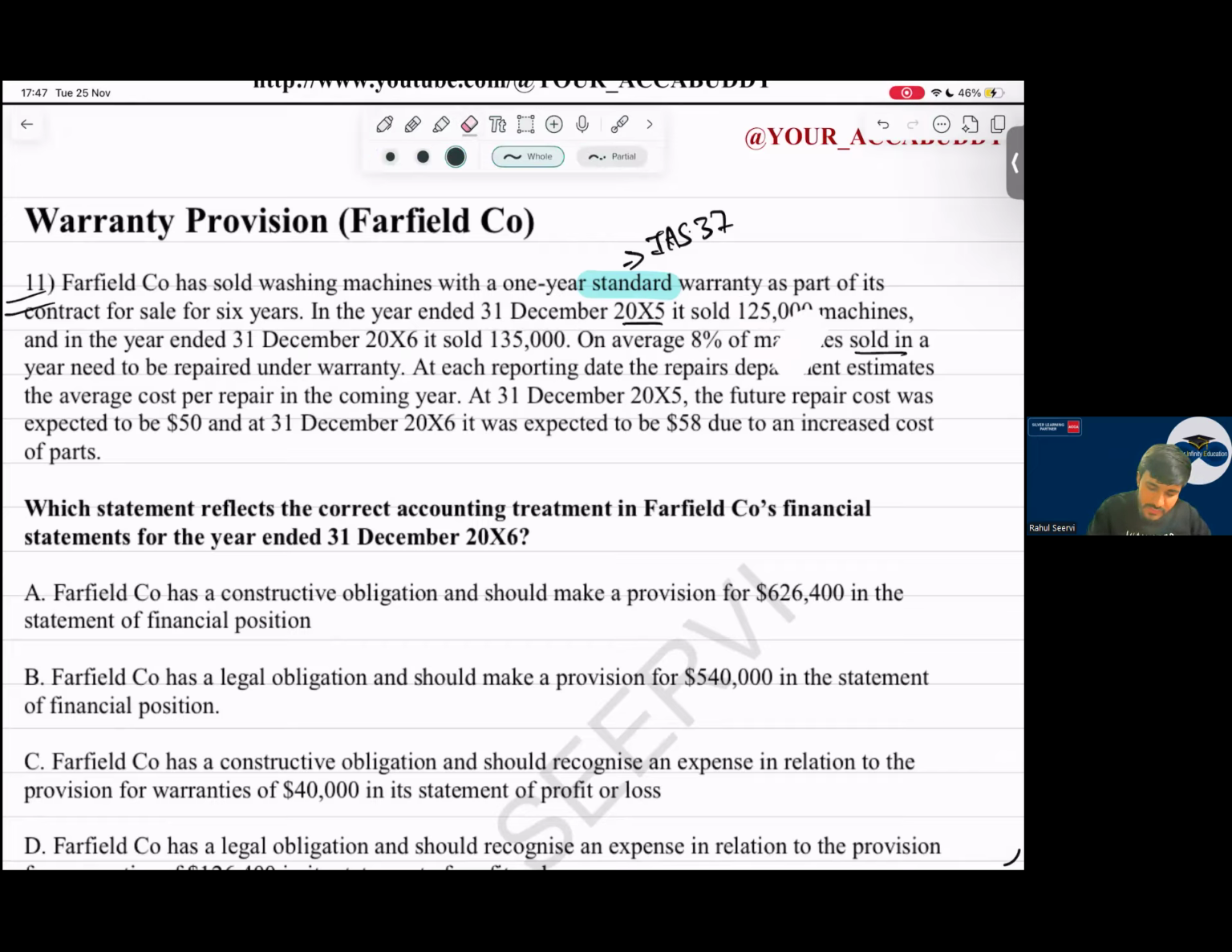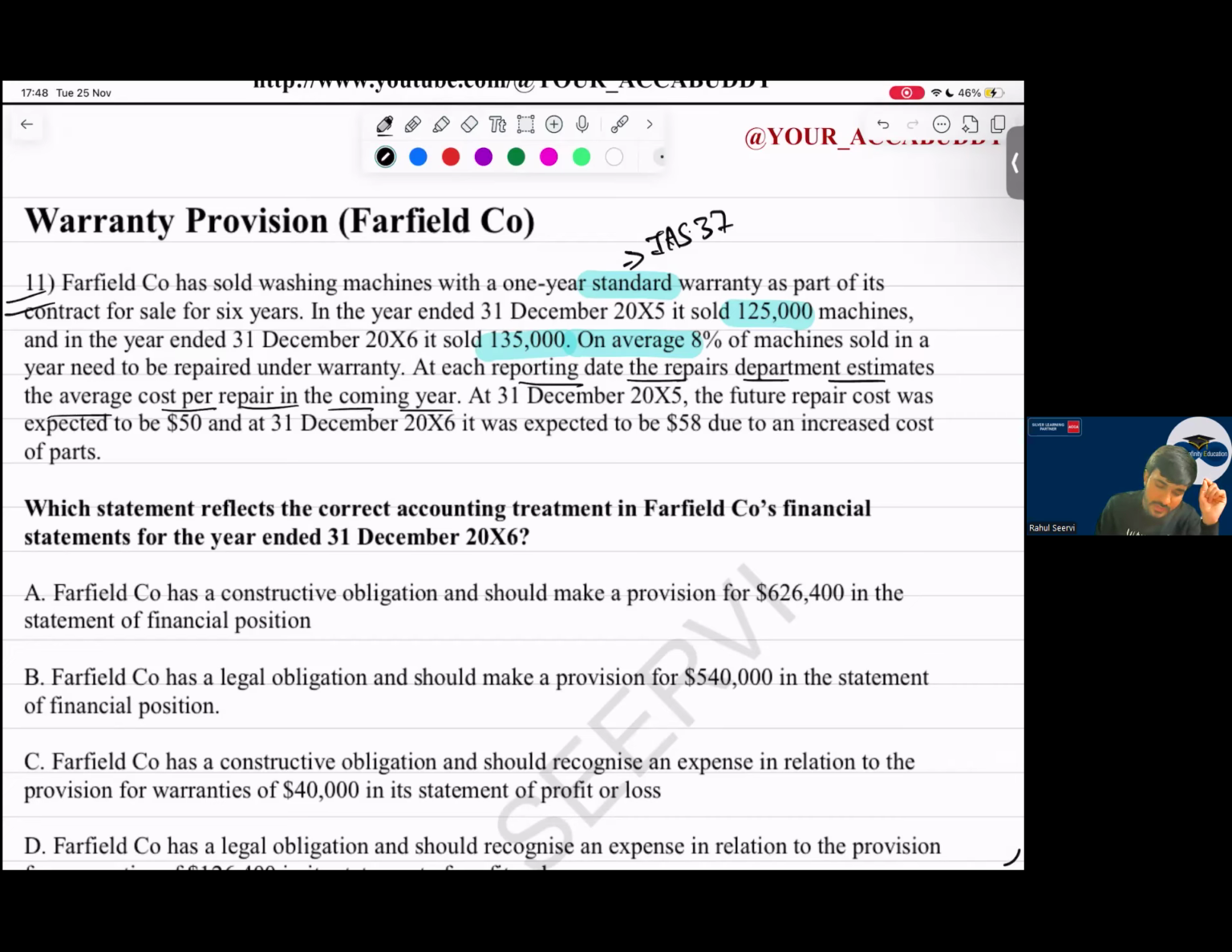Now whenever there is a repair, we have a cost also attached to it. Yes, sir. Let us see what the cost is. Not all the machines are repaired, only 8%. Remember it. At each reporting date, the repair department estimates the average cost per repair in the coming year.